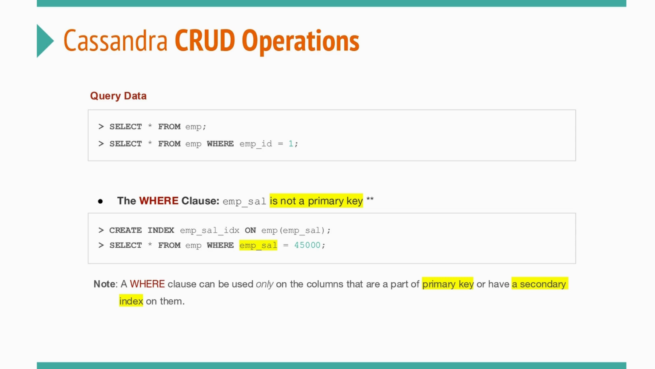The solution is to create a secondary index on that column, as shown. Once the index is created, the query on emp sal will succeed. Again, use this feature with caution, as they have performance implications. It's usually better to design a new table for your query if possible.